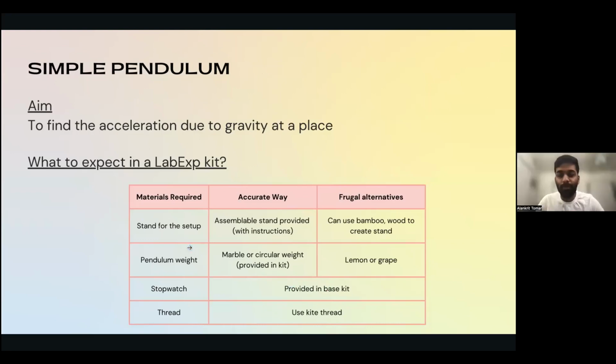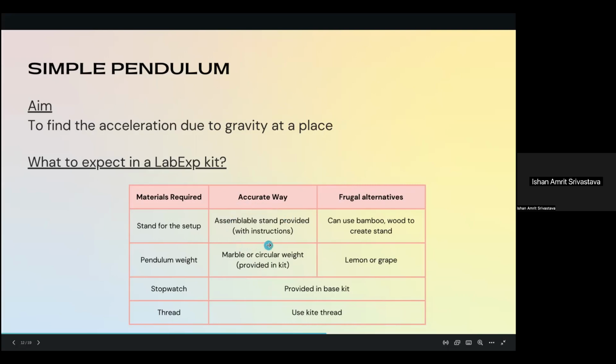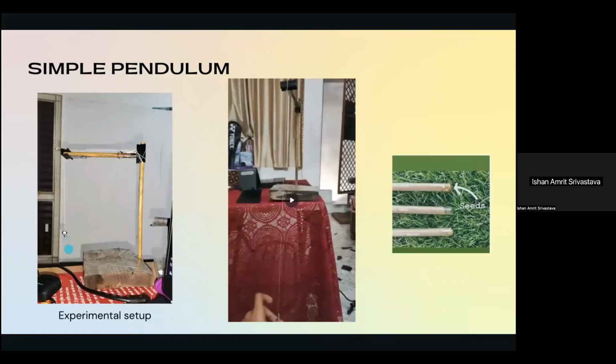Ishan? Okay, so my experiment was the simple pendulum, which we have done in 11th and 10th class. For this experiment, we need the whole pendulum setup. For that setup, we used bamboo sticks and some crocodile clips. And for the bob of the pendulum, we could use grapes or a marble or any small heavy object. So this is the complete bamboo, thread and sellotape pendulum.